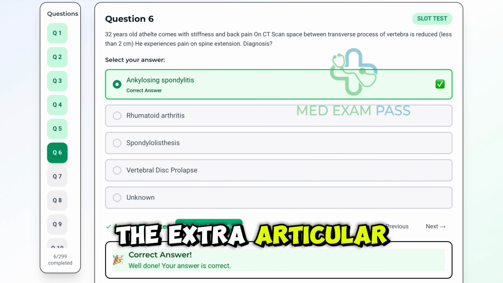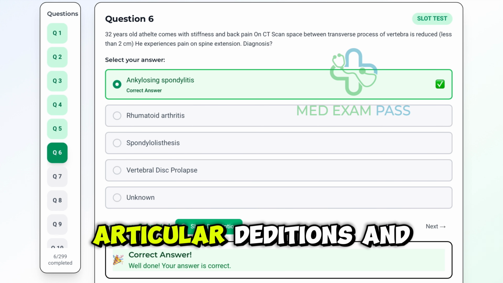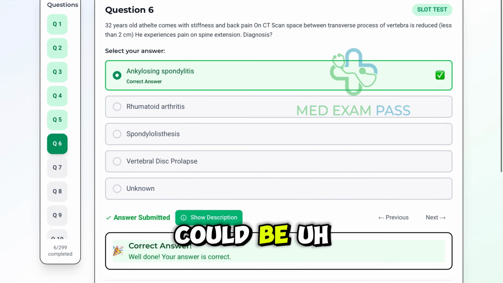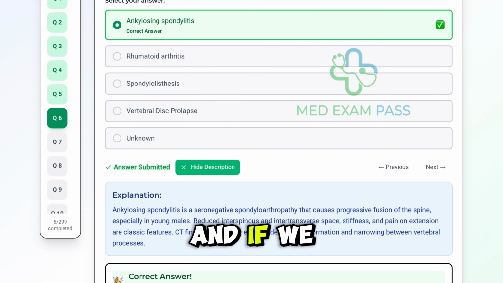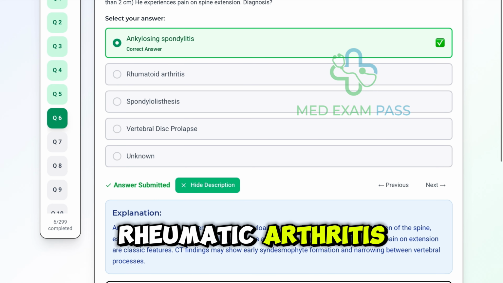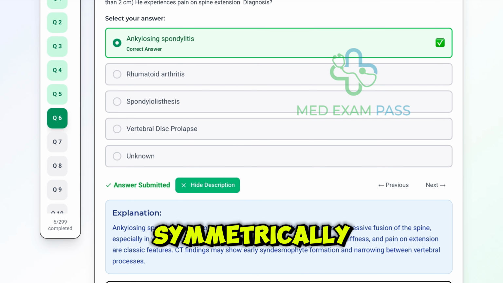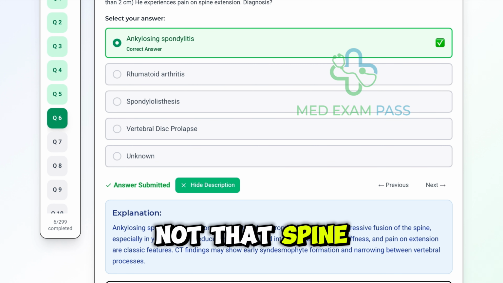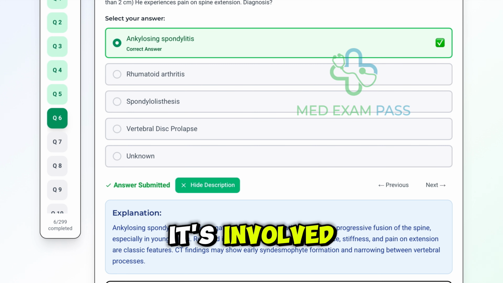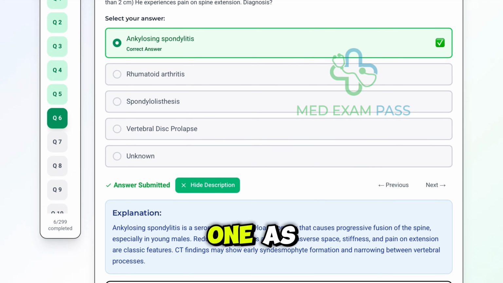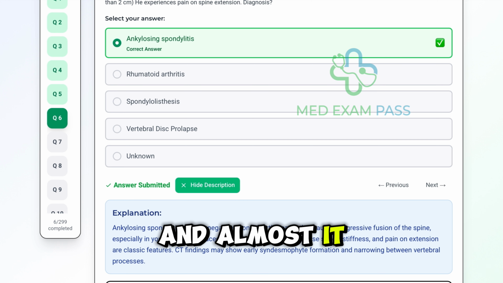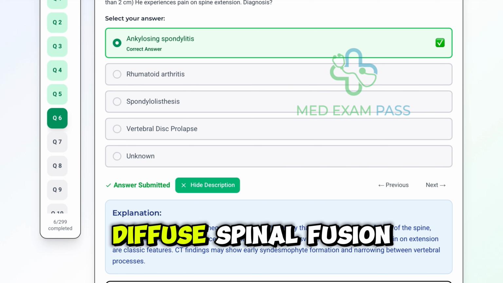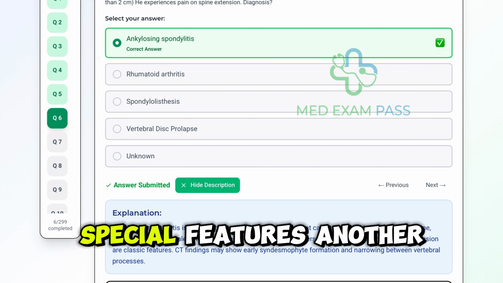And what are the extra-articular features? The patient may have uveitis, aortic regurgitation, and apical lung fibrosis. Explanations have been given here, and if we try to differentiate the other diagnoses, what about rheumatoid arthritis? It affects the peripheral joints symmetrically. Spine involvement is very limited, but even if it's involved, it's supposed to be in the cervical spine, especially the first, as atlantoaxial subluxation is a very common feature of rheumatoid arthritis. It almost never causes diffuse spinal fusion.